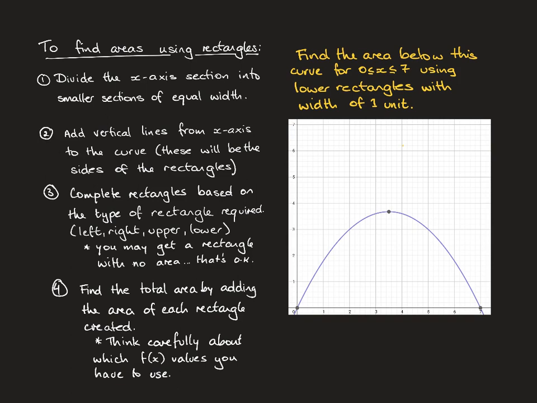But before we find a better way to do this, you have to be able to do this by hand. And so that's what I'm going to show you how to do now. I'm going to pause this video and let you read through the instructions, and then I'm going to show you how you go about finding the area below this curve for 0 to 7 using lower rectangles of width 1 unit. So I'll let you go ahead and read these instructions here.